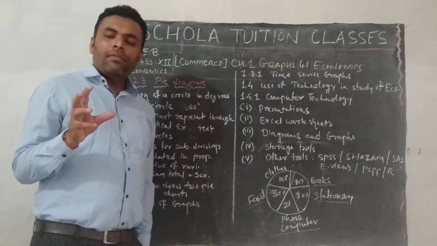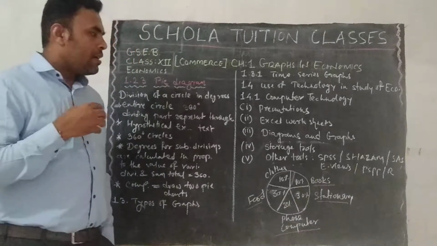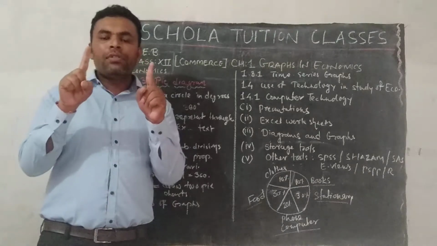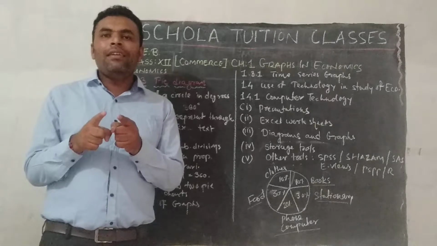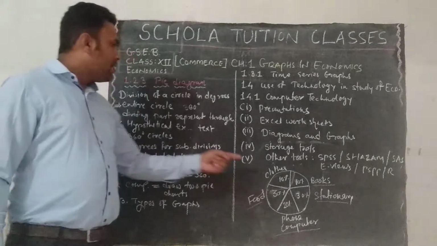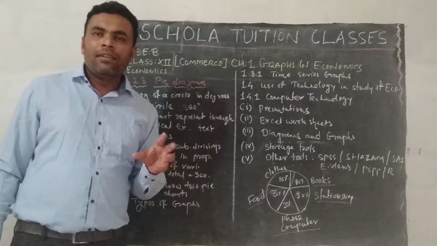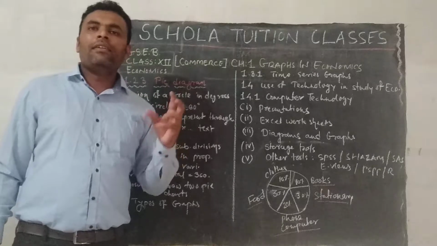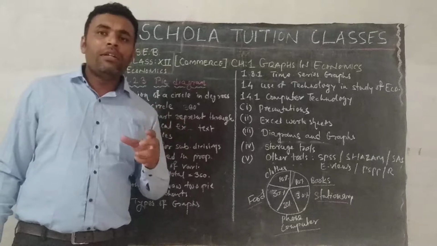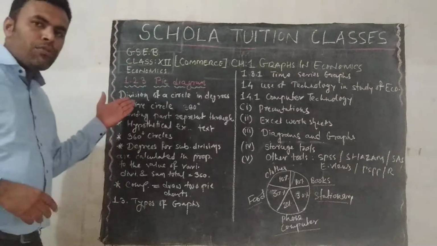A pie diagram is generally based on a circle, and we are aware that it is composed of 360 degrees, for example like this, and the subdivided parts represent the information, the data. That is called a pie chart. So let's look at it.